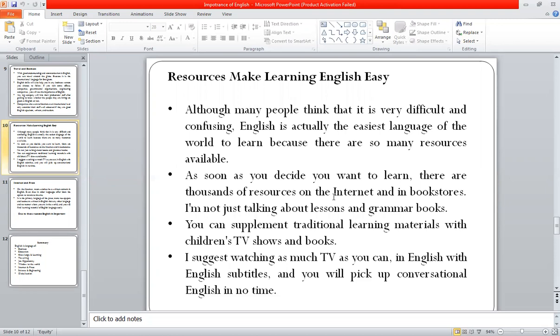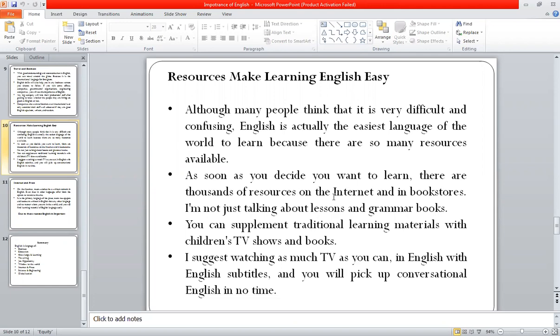Why? Because we can access the resources of English very easily. We can buy them, we can purchase them in marketplaces, in various bookstores, and book galleries also. You will find many resources regarding the English language very easily.